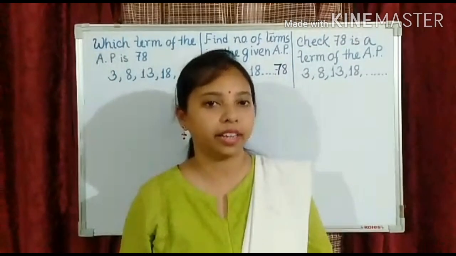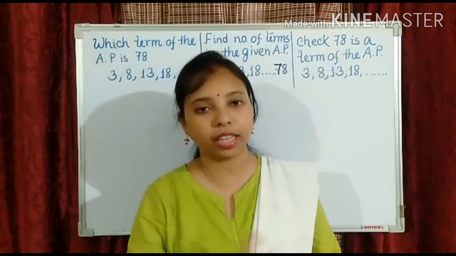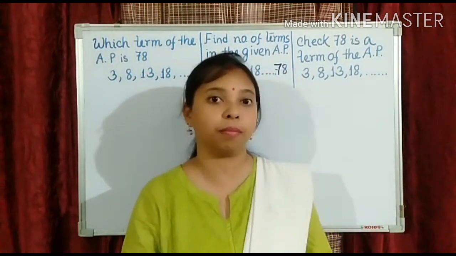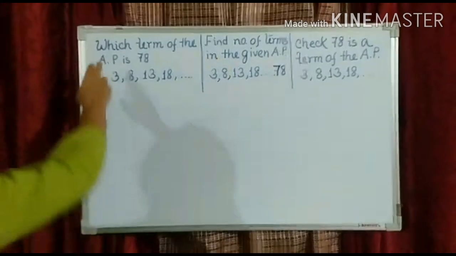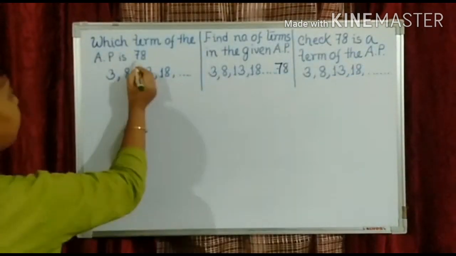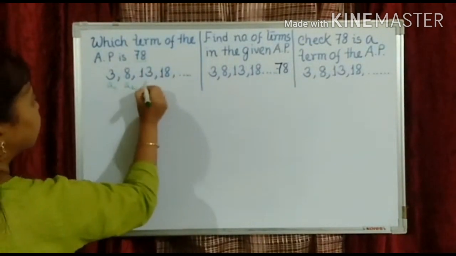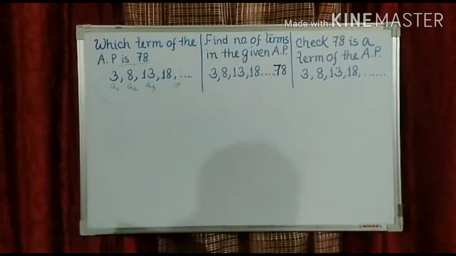Now I will write three types of questions for the same AP, and the answers to the questions are also the same. Look at the three questions. Which term of the AP is 78? Like this one is the first term, this one the second term, this one the third term. In this way, 78 is of which number term? Its position is what? That is being asked.